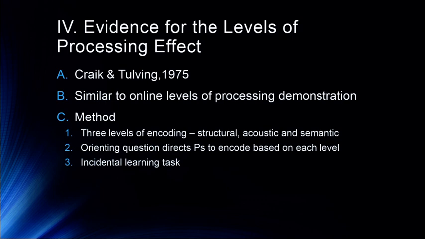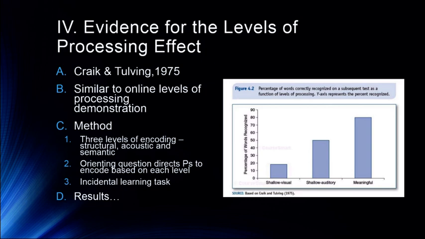And here's what they found. Very poor performance in shallow or visual encoding, slightly better in that auditory condition, but best performance in the meaning-based processing. And so we really get some pretty solid evidence that it is the way in which we process information that results in better or lower memory performance.